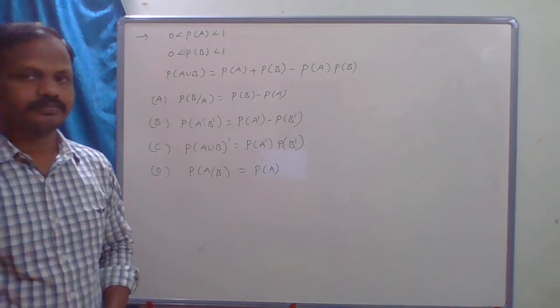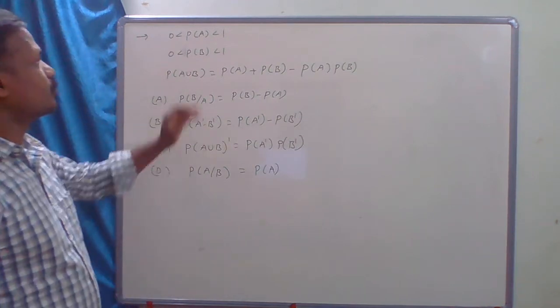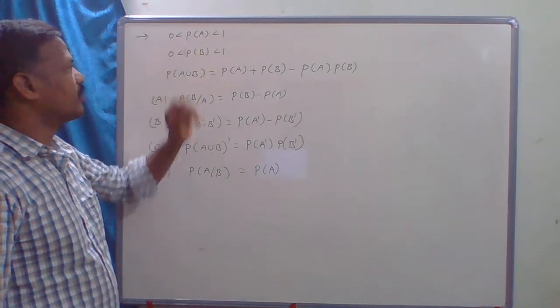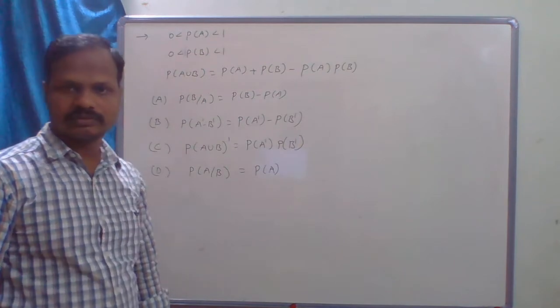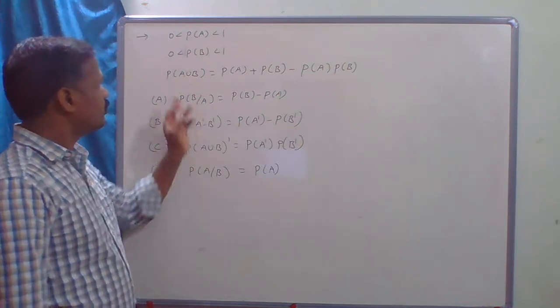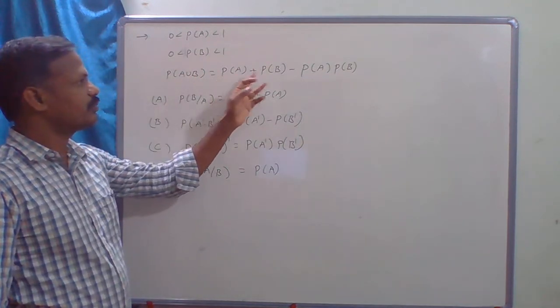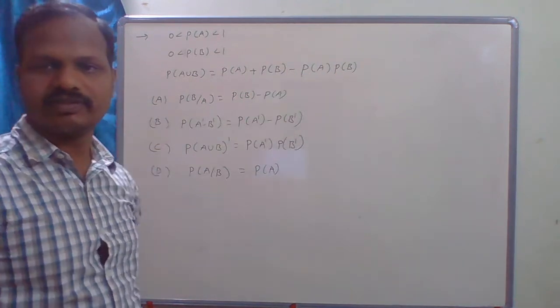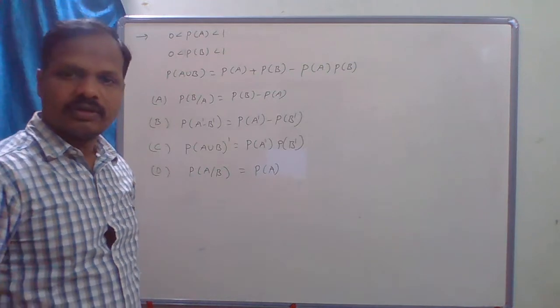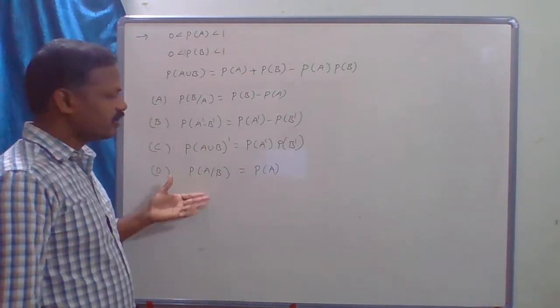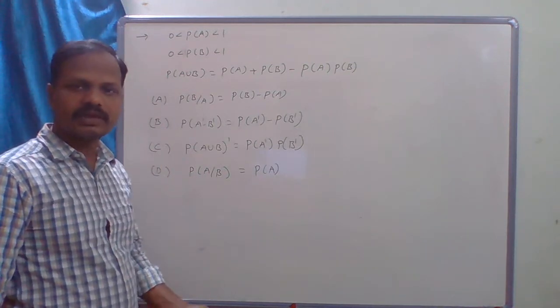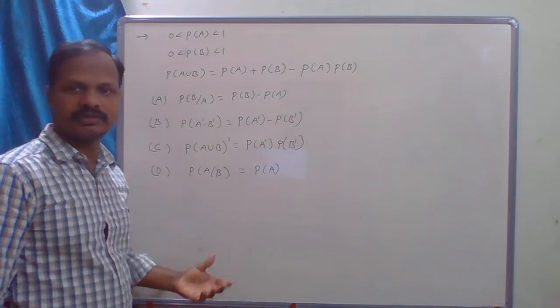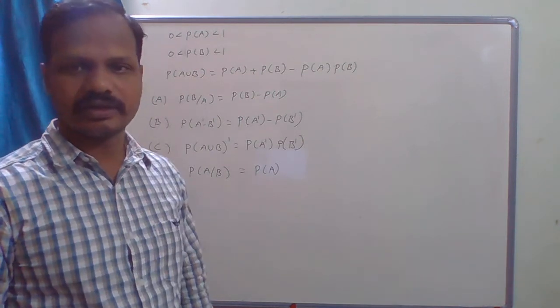Okay, next. So probability of A and probability of B lies between 0 and 1. And probability of A and B equals probability of A plus probability of B minus probability of A into probability of B. So this is the given information. Now which of the following statements are correct?